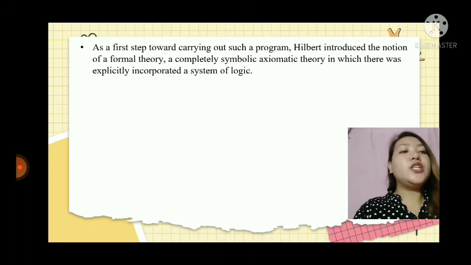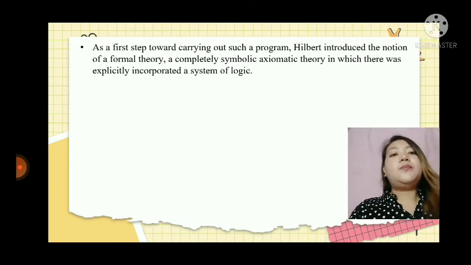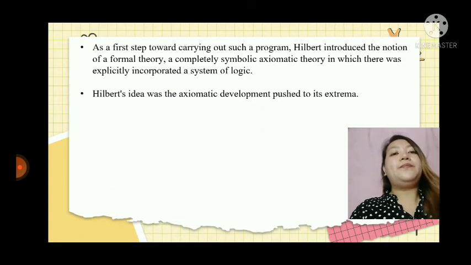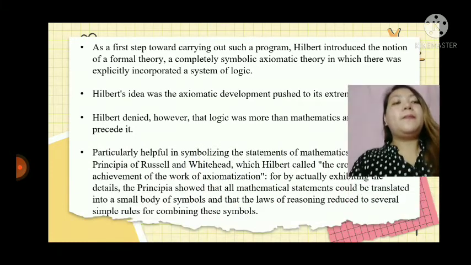As a step toward carrying out such a program, Hilbert introduced the notion of a formal theory, a completely symbolic axiomatic theory in which there was explicitly incorporated a system of logic. Hilbert's idea was axiomatic development pushed to its extreme. Hilbert denied, however, that logic was more than mathematics and should precede it.